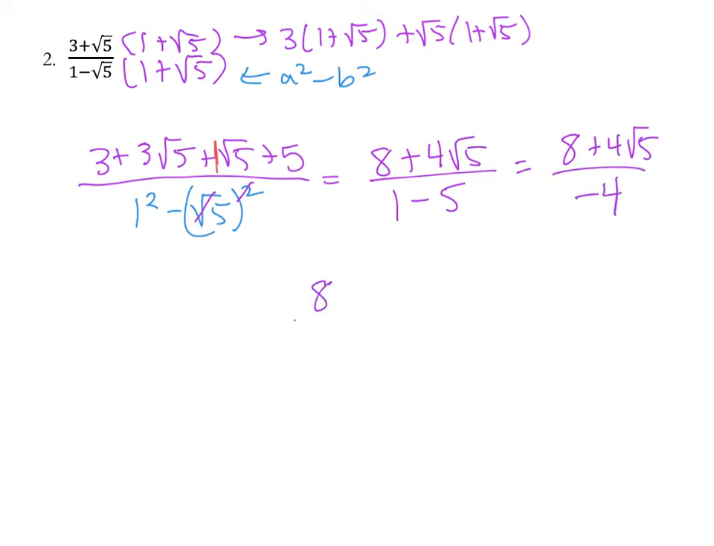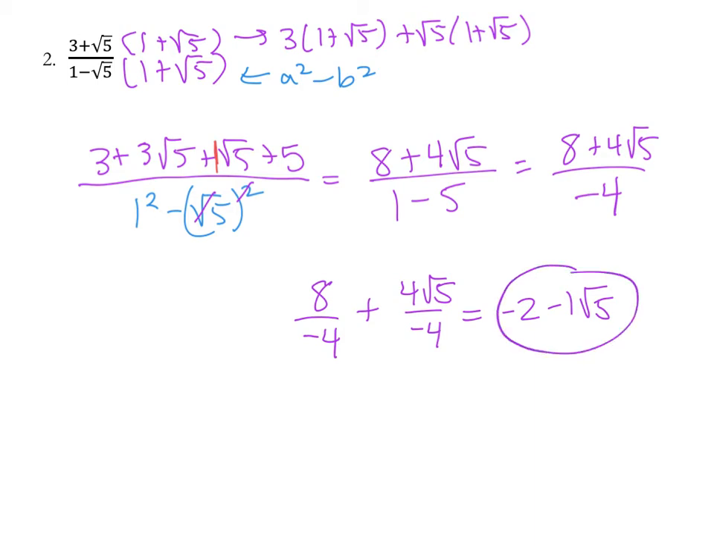And we just have to split that into 2 fractions. That's 8 over negative 4 plus 4 radical 5 over negative 4. 8 divided by negative 4 is negative 2. 4 divided by negative 4 is going to be negative 1. So we get negative 2 minus 1 radical 5.